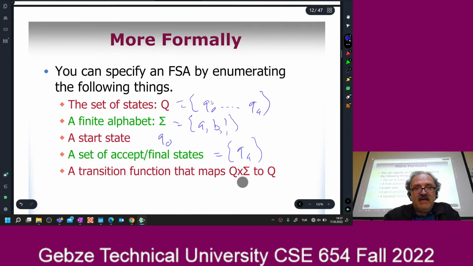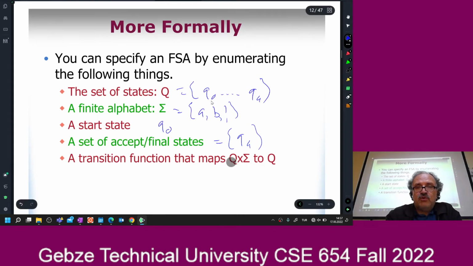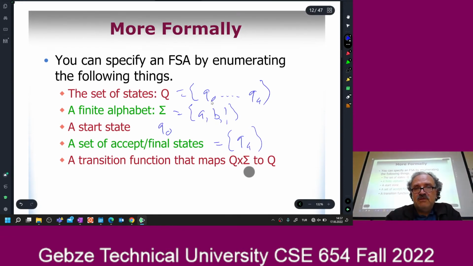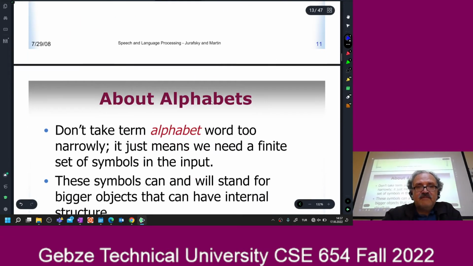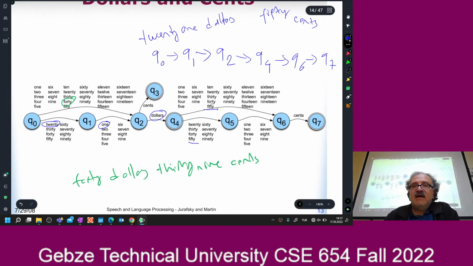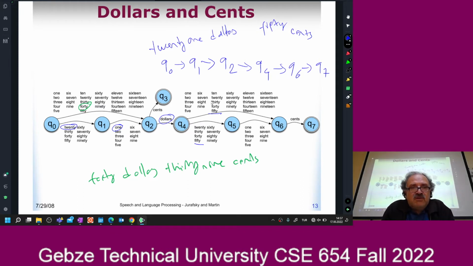Finally, I have a transition function. This transition function goes from Q cross sigma to Q: give me a state and an input, then I'm going to give you a new state. Let's look at this finite state machine. It's a very simple thing. It says that I am going to accept strings of English money amounts between $0 and $100. Whatever you give me, if I can accept it, then it will be an acceptable thing.